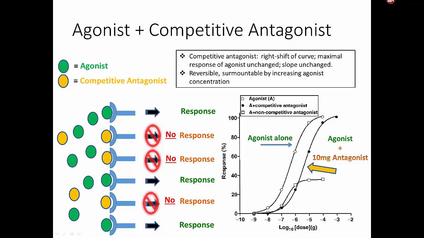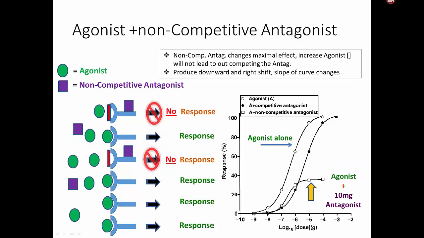The degree of shift to the right is related to the affinity of the antagonist and the dose used. The higher the dose of antagonist, the more agonist is needed to overcome the response. You can imagine affinity as the strength of antagonist-receptor interaction. More agonist is needed to interrupt this interaction when affinity is high. It is important to recognize that the response of the competitive antagonist is surmountable and that the maximum response remains unchanged.